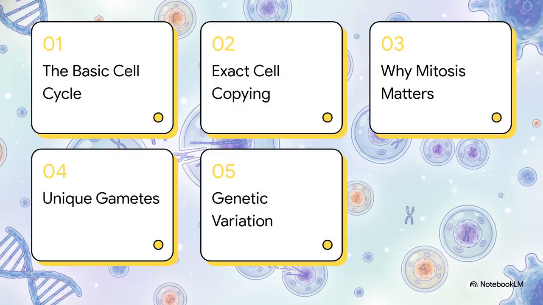Just to keep us on track through some of the heavier terminology, here is our quick roadmap for today. First, the basic cell cycle. Second, exact cell copying. Third, why mitosis matters. Fourth, creating unique gametes. And finally, the power of genetic variation.